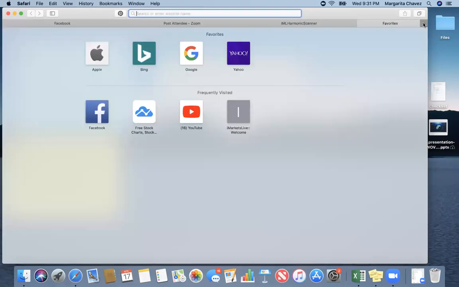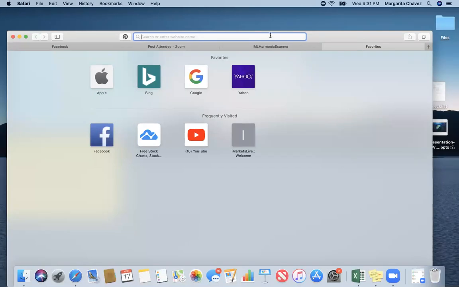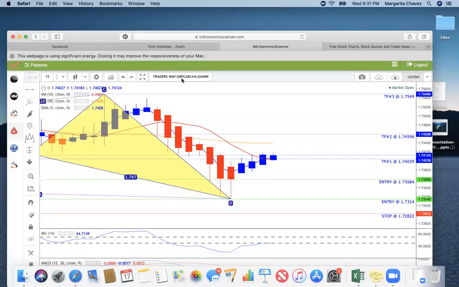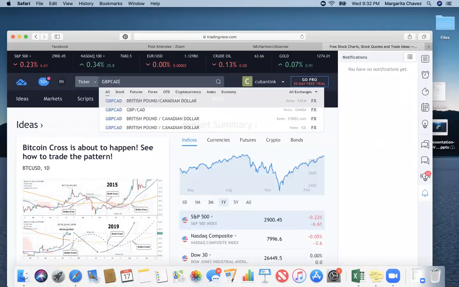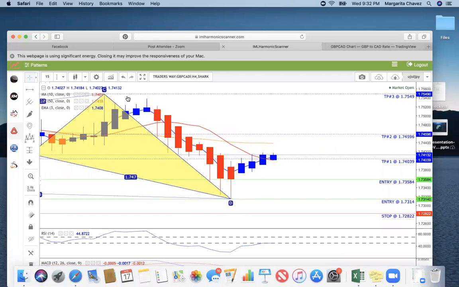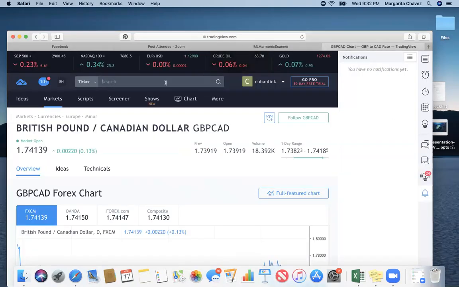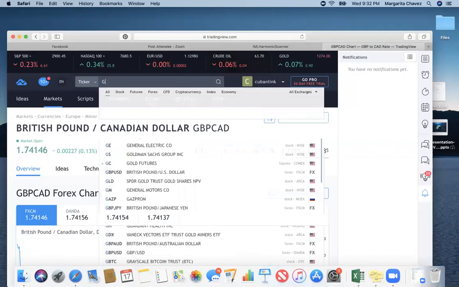But let me tell you what I would do. I would go to TradingView. That's what I would do, so I can get a better view of what's going on in the 1, 2, 3 minute. TradingView.com. This is GBPCAD. So let me tell you about the Harmonic scanner. I love the Harmonic scanner because it tells you where to enter and where to take profit. The only thing I don't like is it has 15 minutes, 1 hour, 4 hour, and day. But if you go to TradingView, GBPCAD.